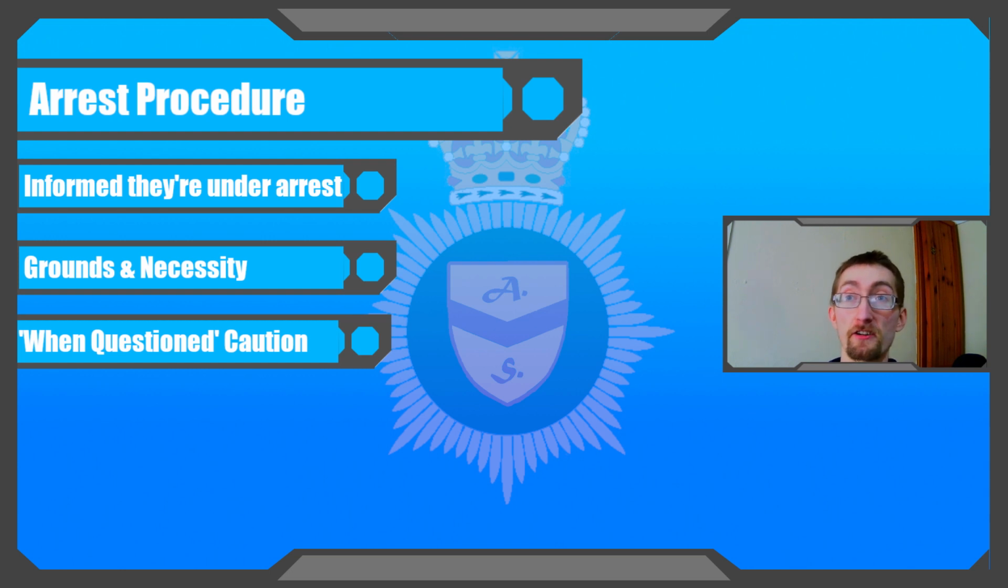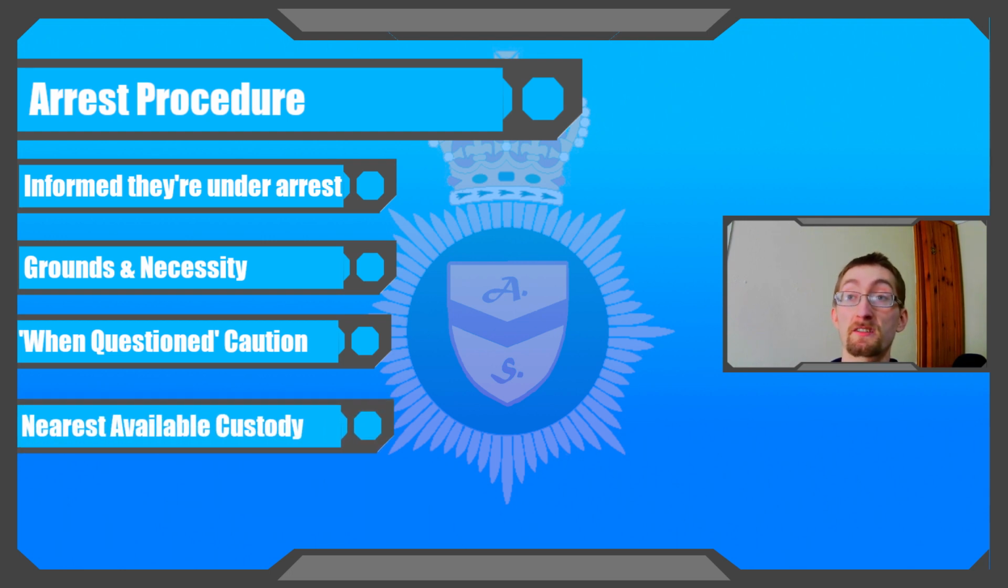It's at this point an officer will usually search the person under section 32 of the Police and Criminal Evidence Act, looking for any items that can harm themselves, others, or allow them to escape lawful custody. Finally, the suspect should then be taken to the nearest available custody block. Why do I say the nearest available one? Because custody blocks only have a limited number of cells, and sometimes, especially on busy days, they get filled up, so it might not necessarily be the nearest cell block they get taken to.